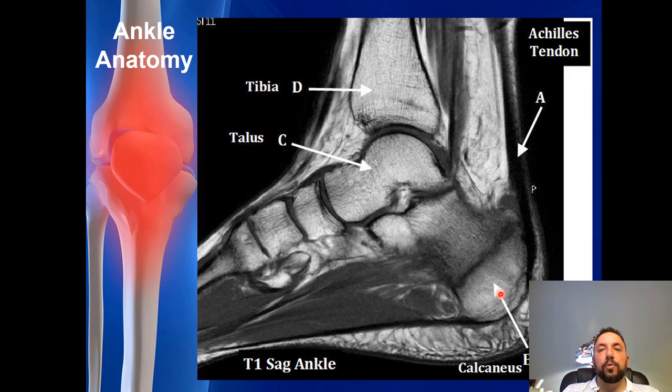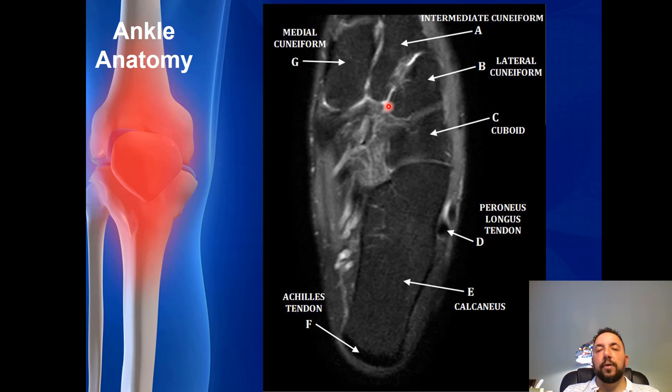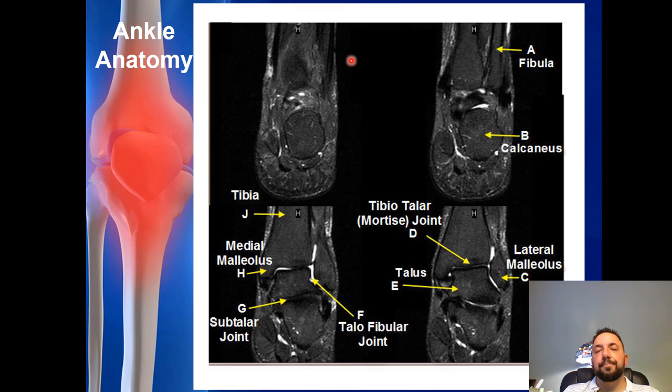Our calcaneus bony structure with pathology, our talus, and our tibia there. In a PD, fat side of the axial: Achilles tendon, calcaneus, the peroneus longus tendon, cuboid, lateral cuneiform, intermediate cuneiform, and medial cuneiform. Very important slide anatomically.